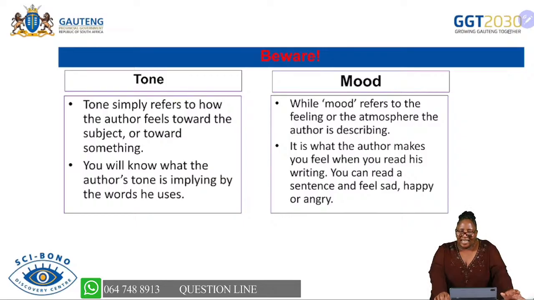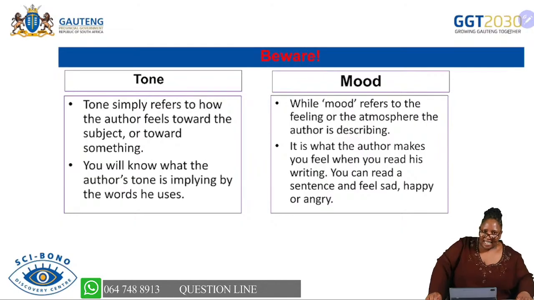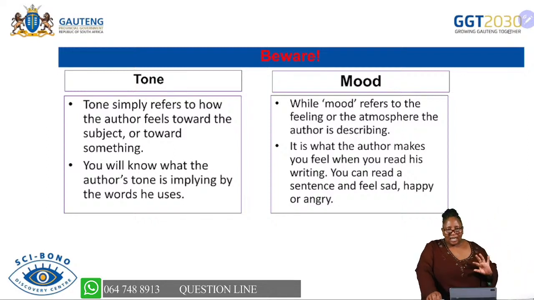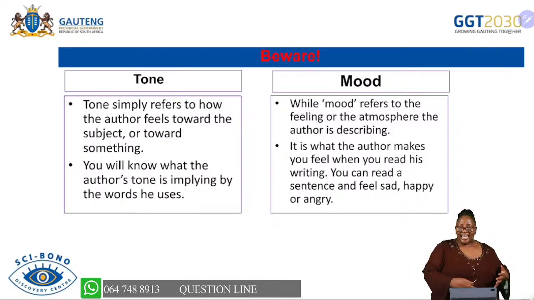You can read a sentence and feel sad or happy or angry. When you read Cry, the Beloved Country, you will have a box of Kleenex next to you. As you read, the words will draw you to cry and feel sad, isn't it? When you read Shakespeare's sonnet, you feel very excited and jubilant. That's how the words make you feel.